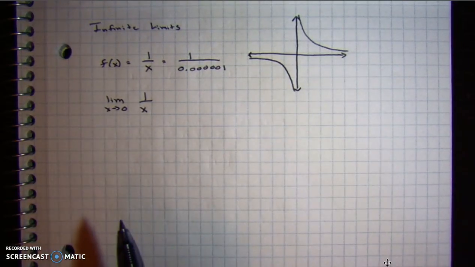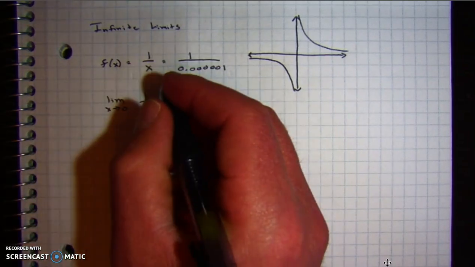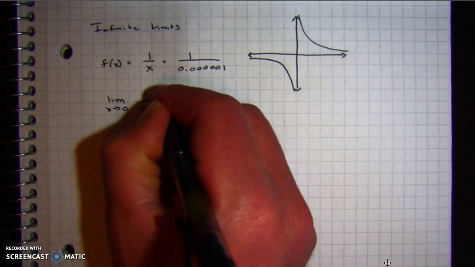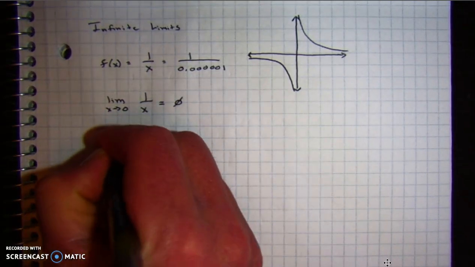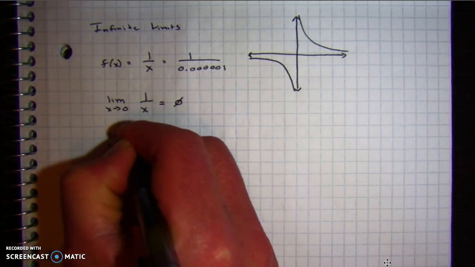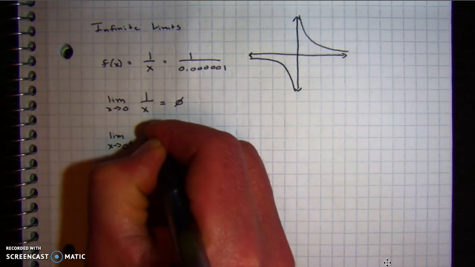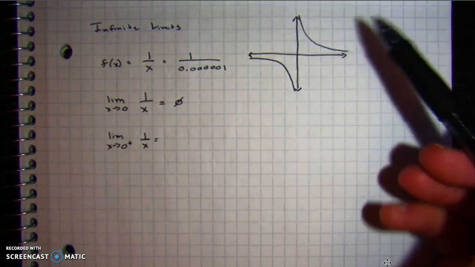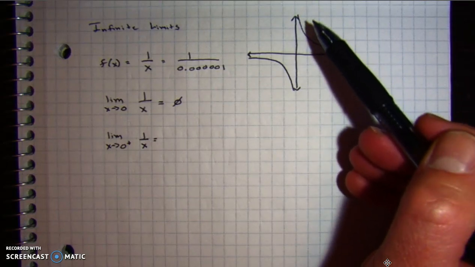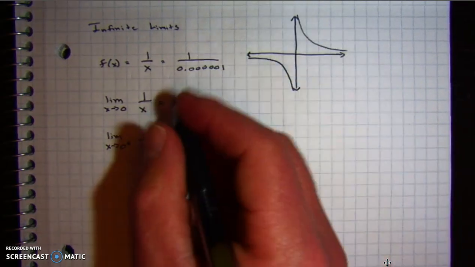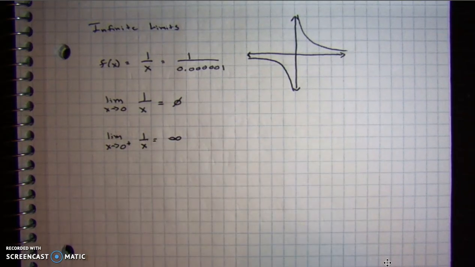But we can help ourselves out a little by taking the limit as x approaches 0 from the right of 1 over x. Coming in this way, you see how it gets positive, and more and more positive. So in that case, the limit is positive infinity.